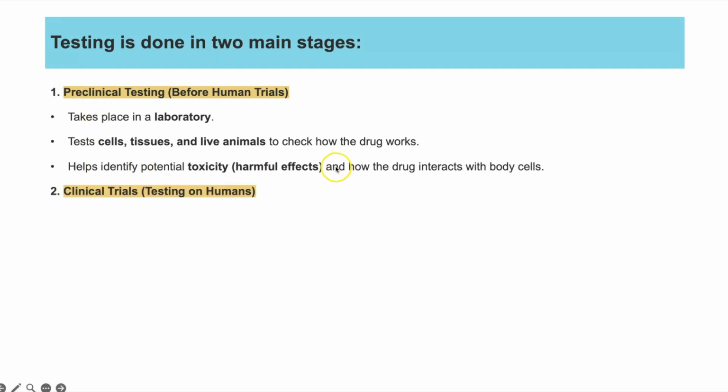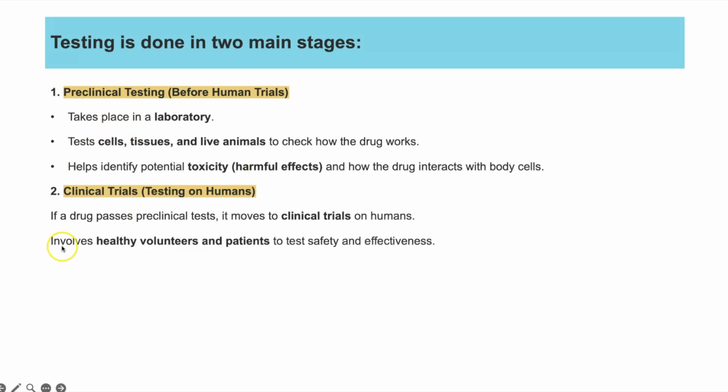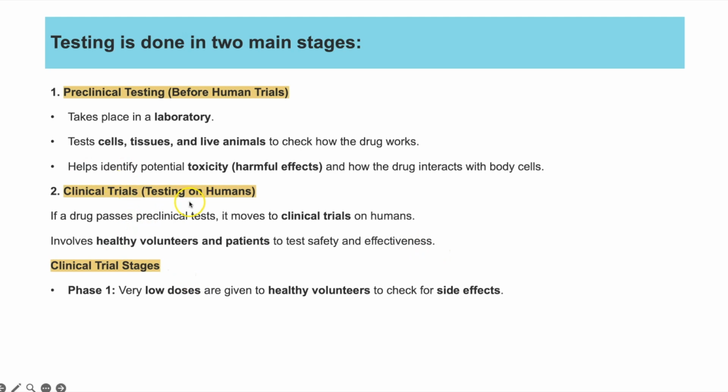If the drug passes this stage, meaning it didn't cause any harmful effects to the cells or the live animals, then you go on to step two, which is clinical trials, which is now when we test the drug on humans. So once it's past the animal and cell stage, which is preclinical testing, then you test on humans. So this involves testing healthy volunteers and also small groups of patients as well to test, is it safe on humans, and also is it effective? So these clinical trials on humans, so testing on humans, are split into different phases.